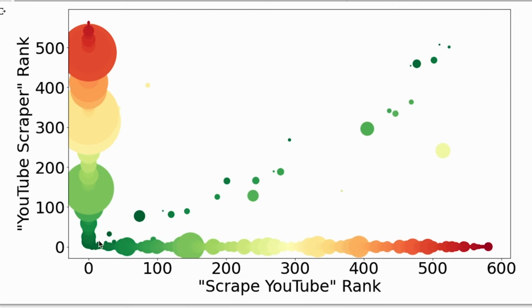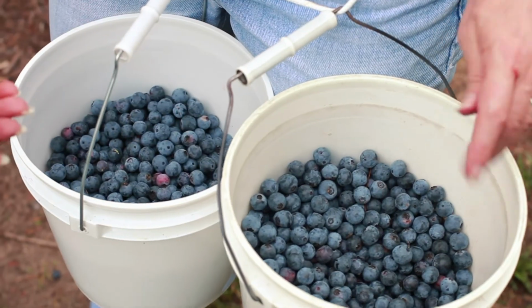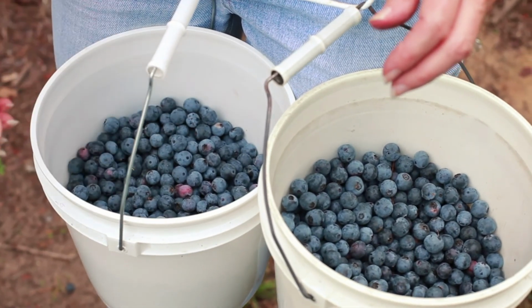What boggles me, though, are these horizontal and vertical lines here parallel to the X and Y axes that show the videos that only show in one or the other, either Scrape YouTube or YouTube Scraper. You can see they're all over the place. Some have a ton of views and don't rank for both. It doesn't make any sense to me. So the good news, if you can call it that, is that this doesn't appear isolated to my own videos. There are a lot of other YouTube scraping videos that only show up for one search term, but not the other.